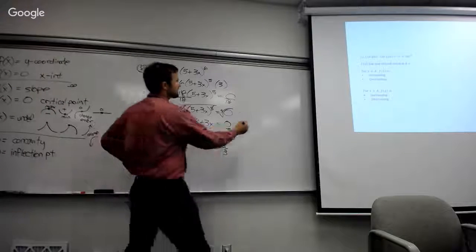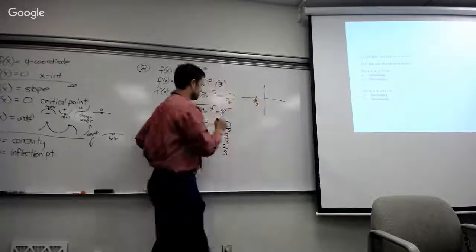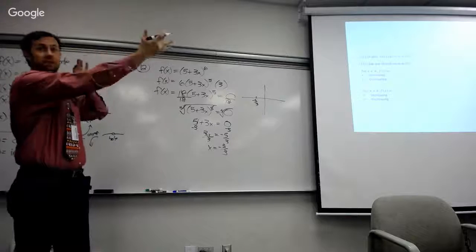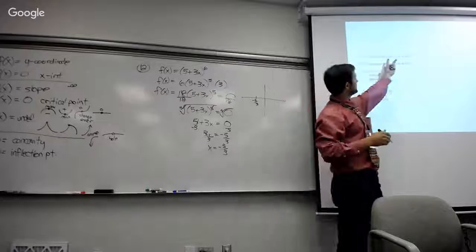Well, okay, so that's our critical value. And if we actually look on a graph, here's negative 5/3. And we know that the slope at that point is 0. But what's actually happening on the graph to the right or left? Maybe we can all guess. What does essentially this function look like?